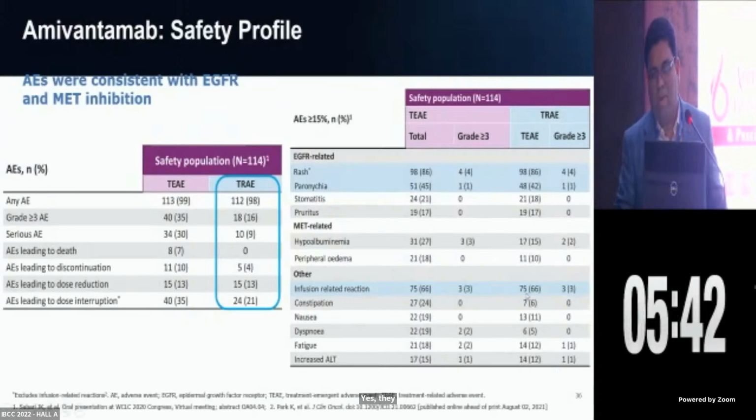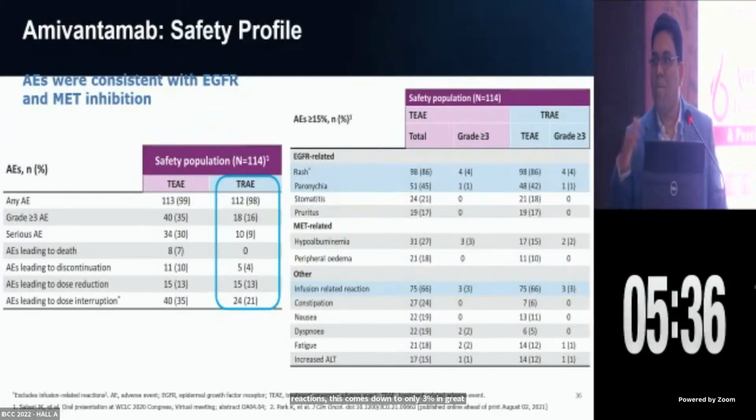And if you look at the infusion reactions, this comes down to only 3% in grade 3 or above. Because this drug has both components, an EGFR component and a MET component, you will have EGFR-specific side effects like rash, paronychia, stomatitis. You would also have MET-specific side effects like hypoalbuminemia and peripheral edema in these patients.